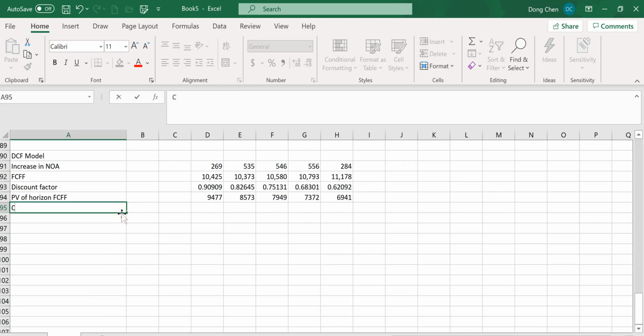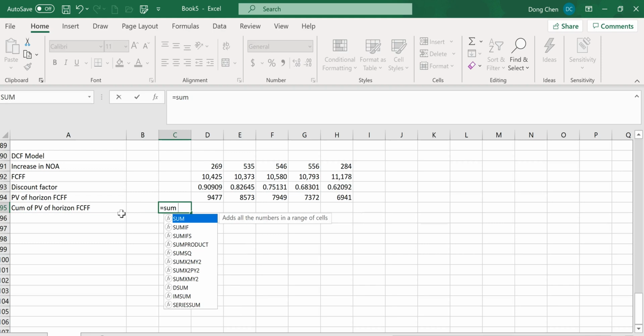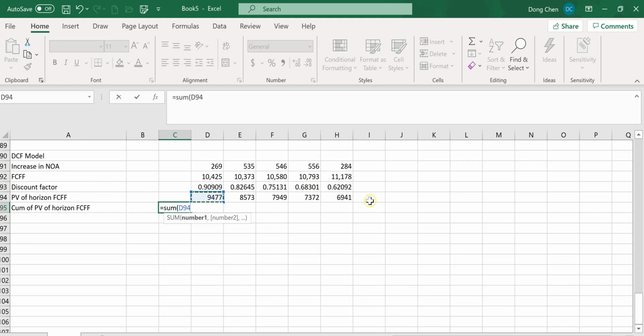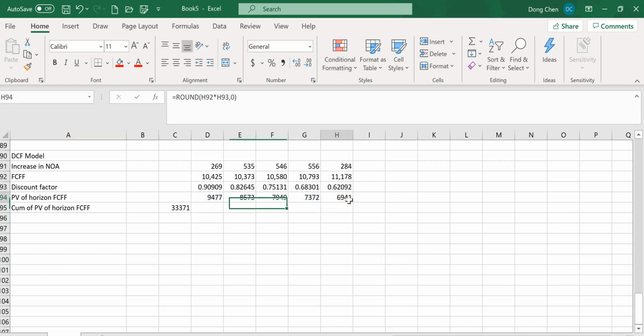Then it's going to be the cumulative present value of horizon FCFF, right? This is simply summing up these 4 numbers, because the last number is basically the terminal value, which I actually don't need to calculate. I also don't need this discount factor.